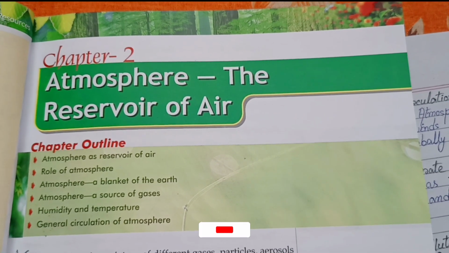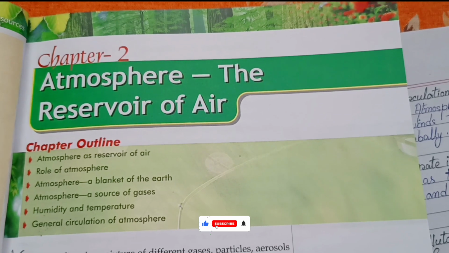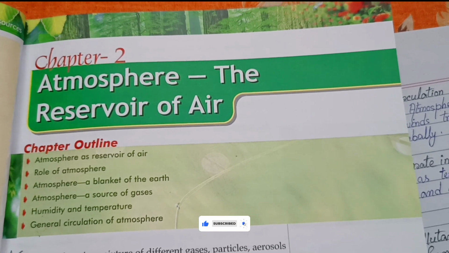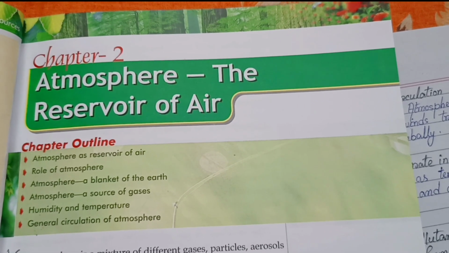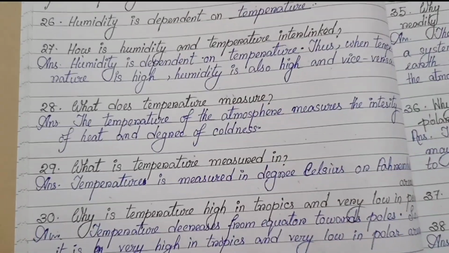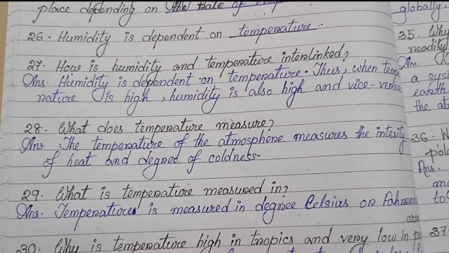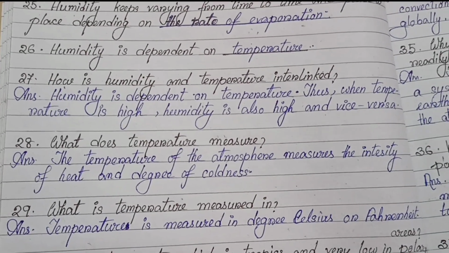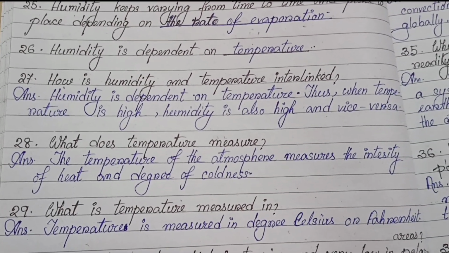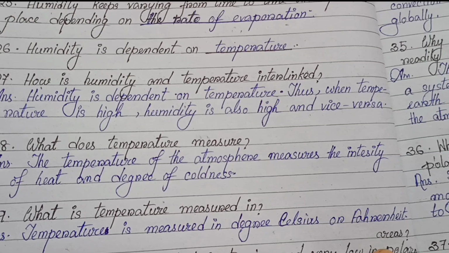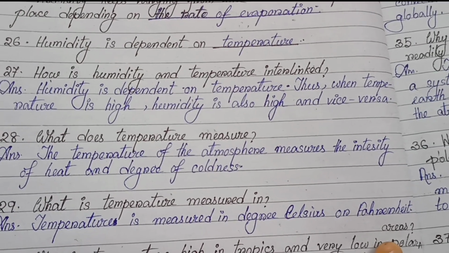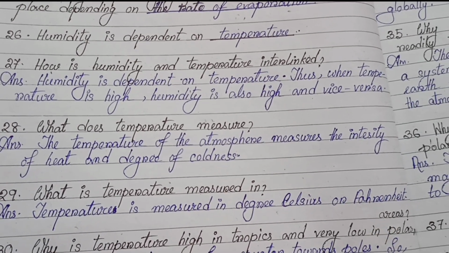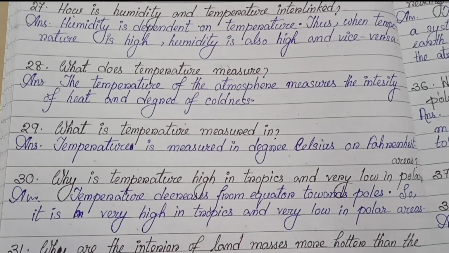Today I am going to give you the rest of the inside question answers from chapter 2, Atmosphere, the Reservoir of Air, class 7 EVS, West Bengal Board. Let's start. We will start from question number 27. How are humidity and temperature interlinked? Humidity is dependent on temperature. Thus, when temperature is high, humidity is also high and vice versa.